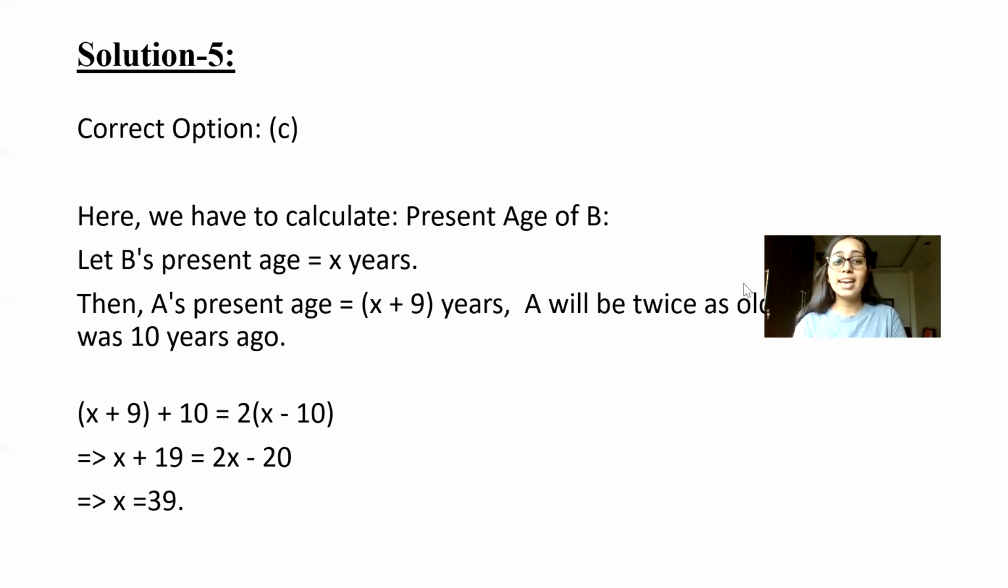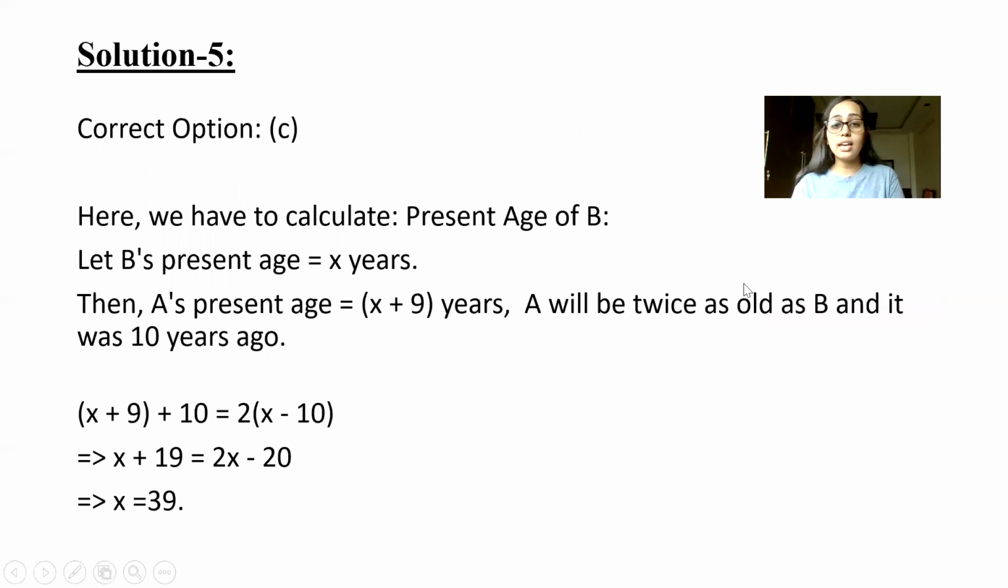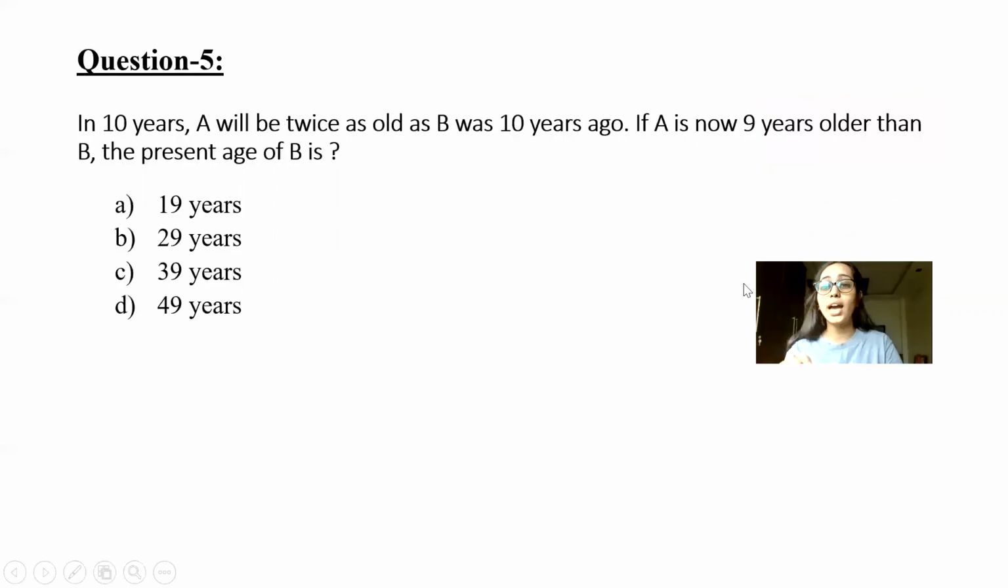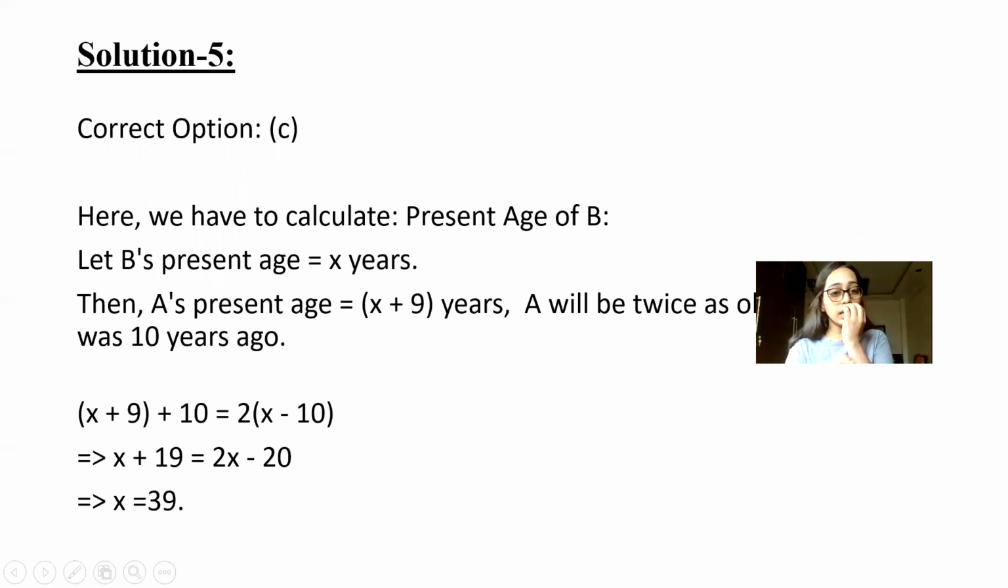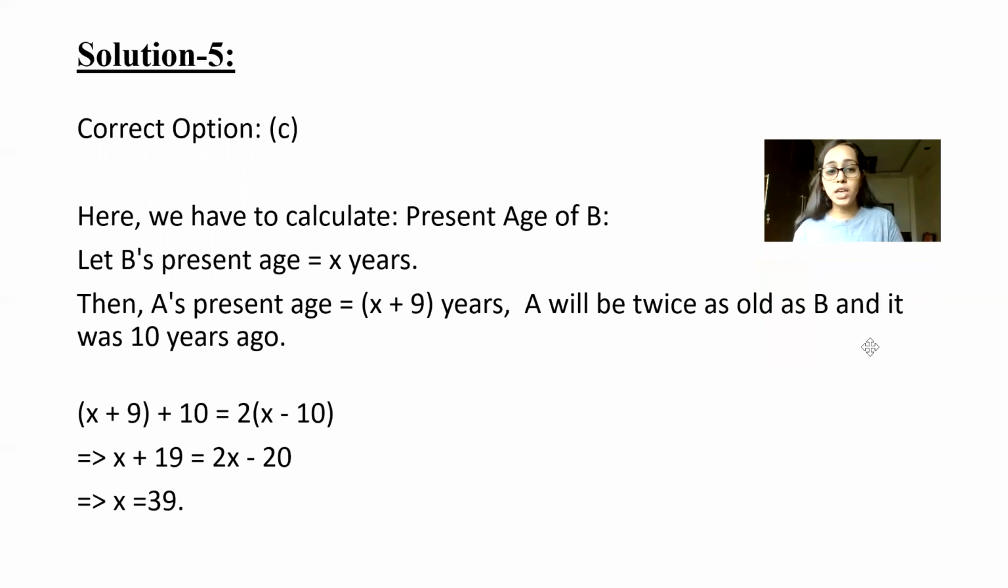So first one is A, right? What does it say? A is now 9 years older than B, right? So A's present age is x plus 9. So let B be x, and we will say A is x plus 9. Now the second condition is A will be twice as old as B was 10 years ago, right? So for B we have to do x minus 10. We are going 10 years back and then multiplying it by 2. So we have 2 times (x minus 10).